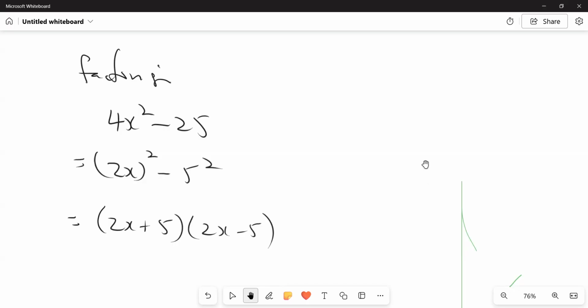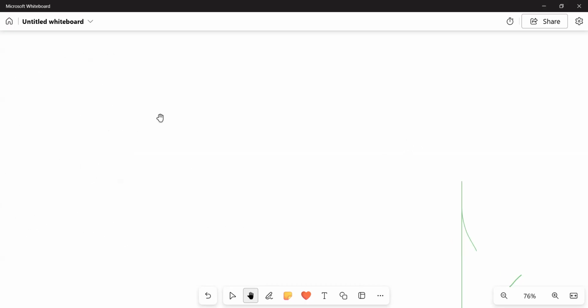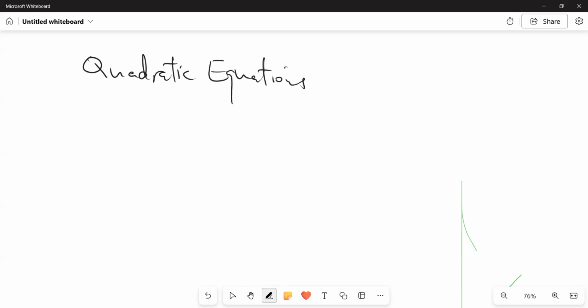Good. So why did we take so much time on factorization? Well, the simple reason is that there's a category of equation called quadratic equation, right? And one of the methods to solve quadratic equations is the method of factorization, right?